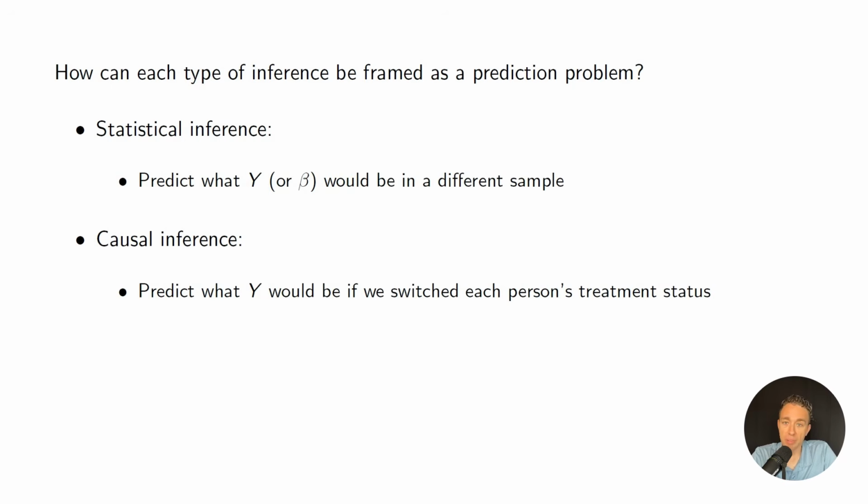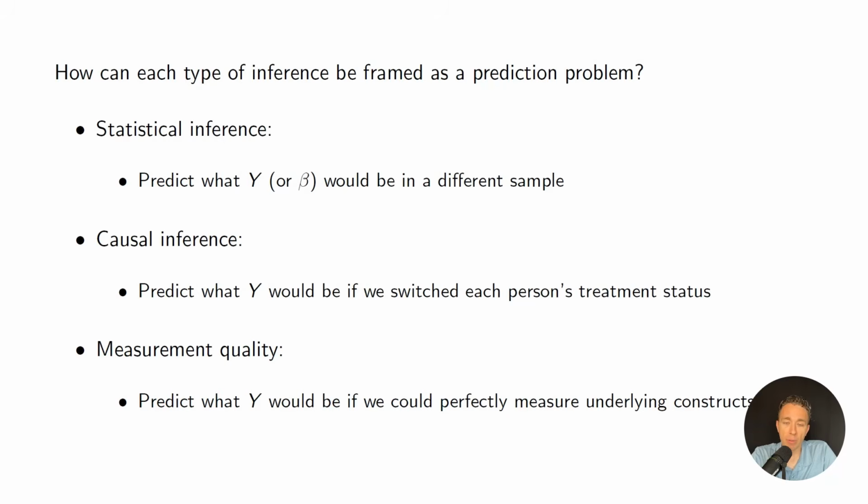So this has to do with the potential outcomes model of causal inference. You can check out Scott Cunningham's Mixtape textbook if you want to know more about that. And then with the measurement quality, we want to know what y would be if we could perfectly measure the underlying constructs. So that's just a little bit about philosophically how econometrics and machine learning might differ. So hopefully you're seeing that there's some similarities and some differences between them.